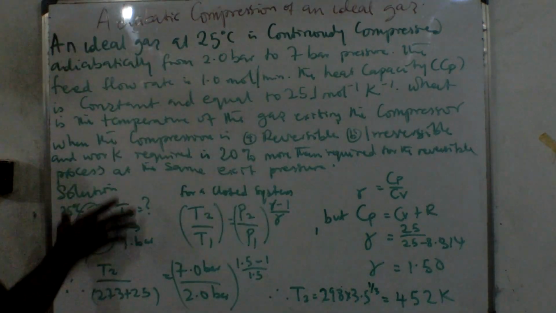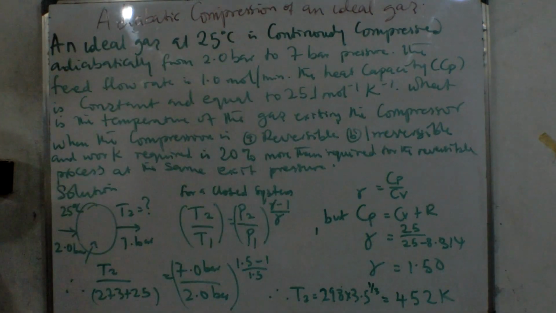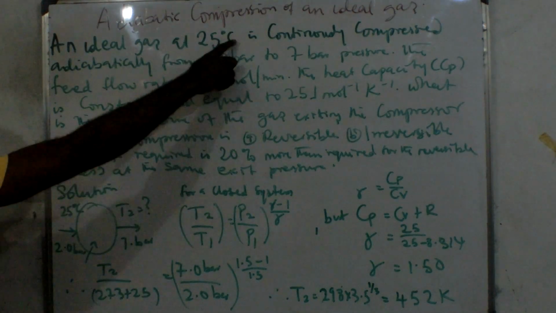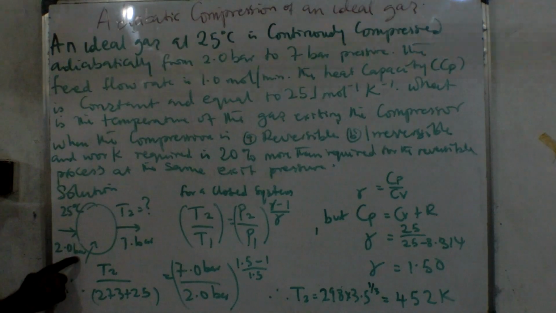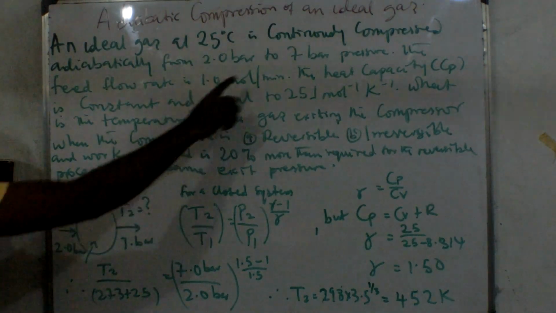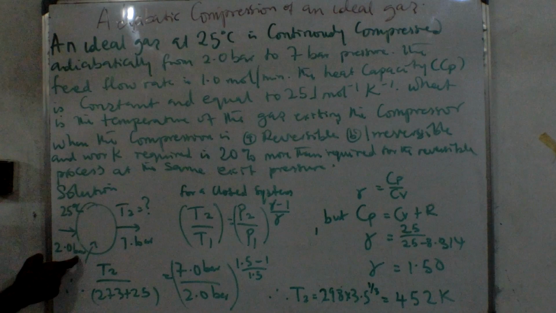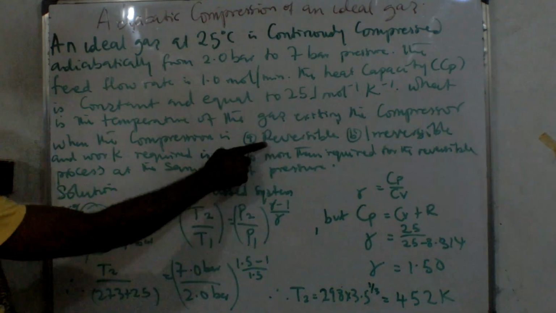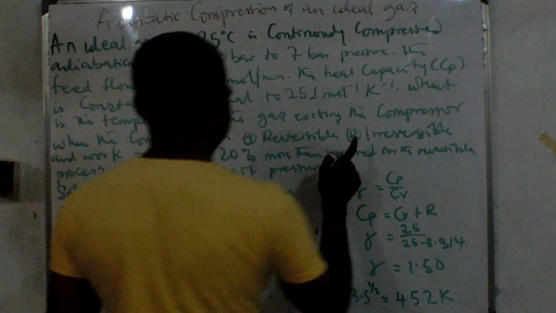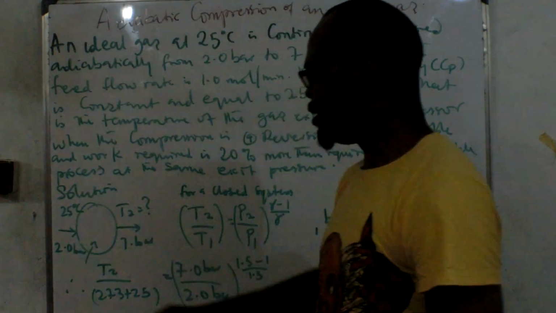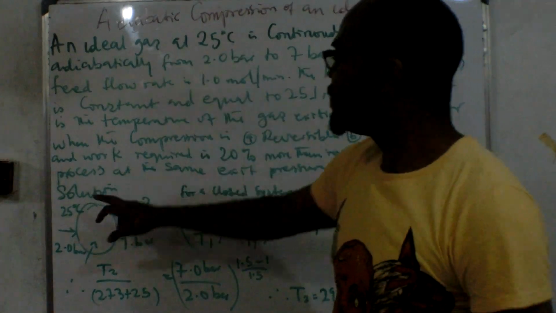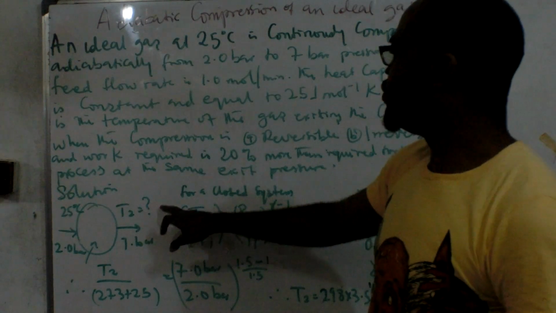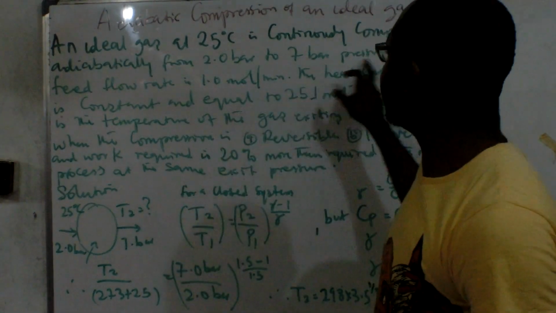To do this, you simply make a diagram of this process. This is the inlet gas, and it's moving in at 25 degrees Celsius and pressure of 2 bar. This is the compressor, and it's being compressed to a pressure of 7 bar, from 2 bar to 7 bar. The second temperature you don't know, and that is what you are told to calculate if the process is reversible. So we are going to use this to calculate. This is the initial temperature, 25. This is the initial pressure, 2 bar. And it's going to a temperature you don't know, which you are told to calculate, and pressure of 7 bar.